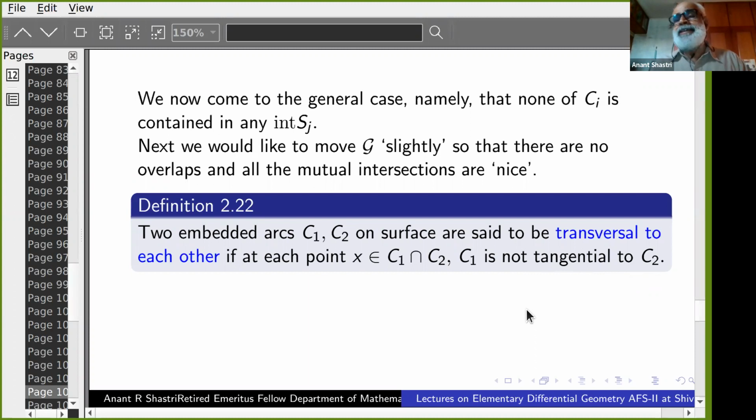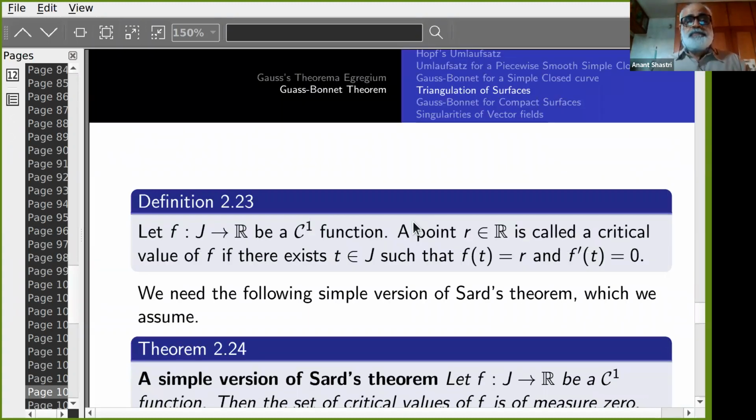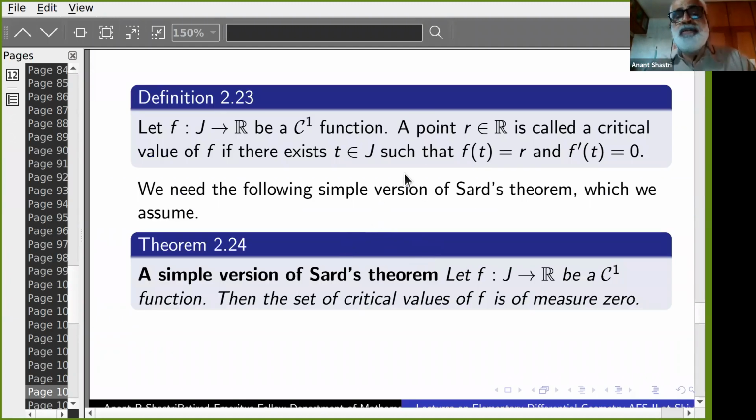Two curves are said to be tangential to each other. This you must be knowing, so I'm using that terminology. Tangential means that the two tangents to the two different curves are overlapping. They may be parallel, they may be in the opposite direction, that is also allowed. That is the meaning of tangential. If they are not independent, then they are tangential. If they are independent, then that is transversal. Is that clear?